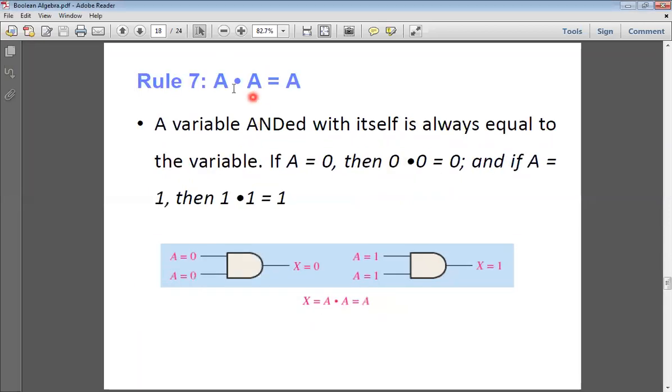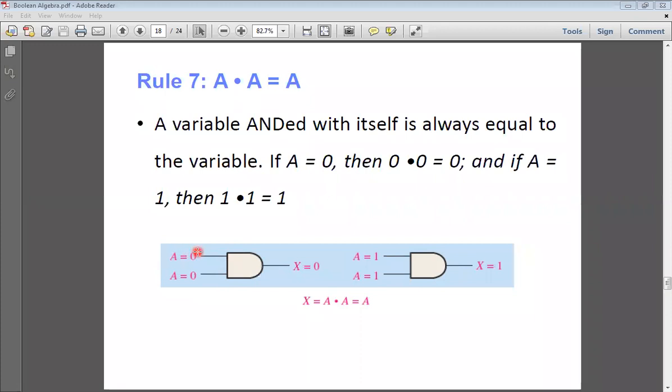Next, the seventh one, A dot A is equal to A. A variable ANDed with itself is always equal to the variable. Let's see how. ANDed means we have to use an AND gate. Both inputs use the same variable.